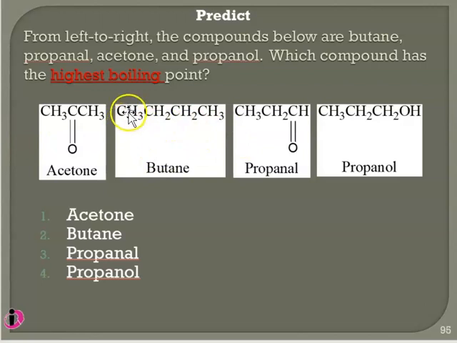Here we have just a chain of hydrocarbons, right? Now here we have acetone and propanol. Here we have the carbonyl groups, and here in propanol we have an alcohol. So what do you think is going to have the bigger influence?